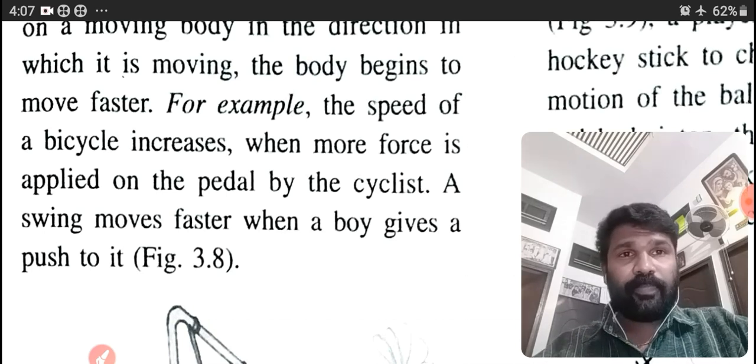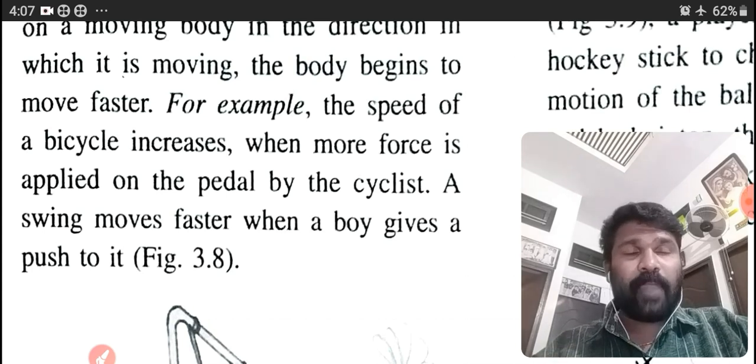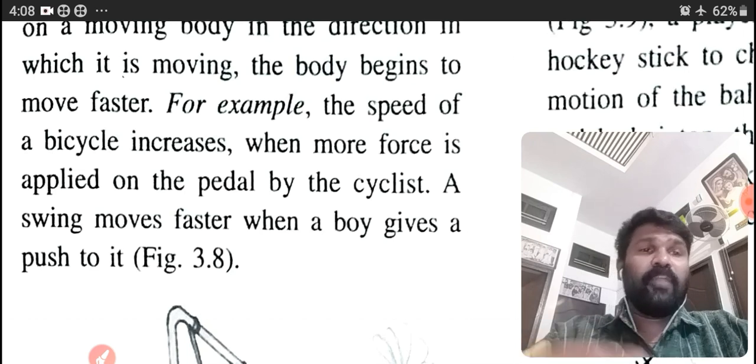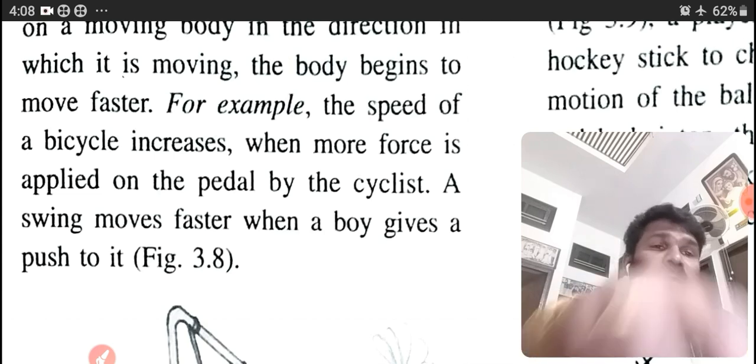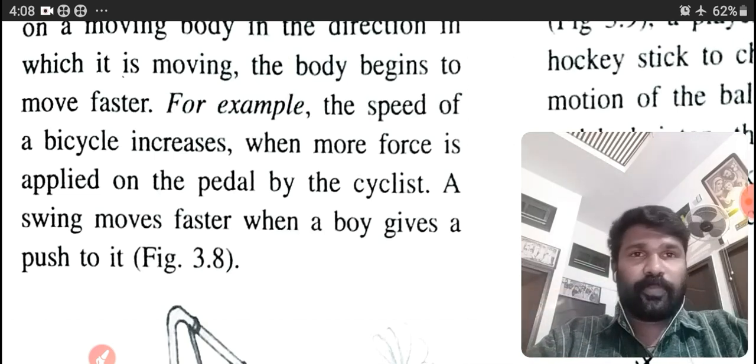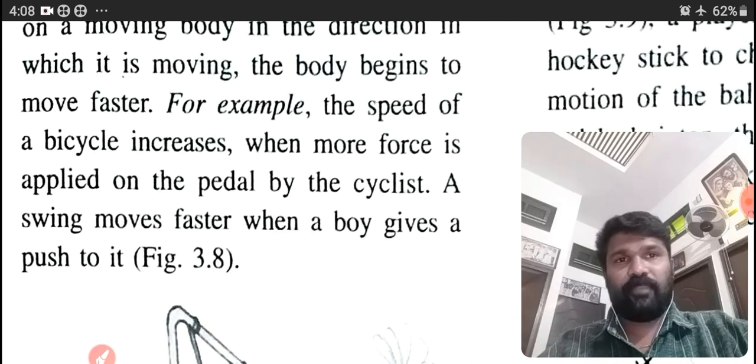If we apply more force on the pedal of the cycle, what will happen to it? The speed of the bicycle will increase. To increase the speed of the bicycle, what do we have to do? We have to give more force to the pedal of the bicycle.